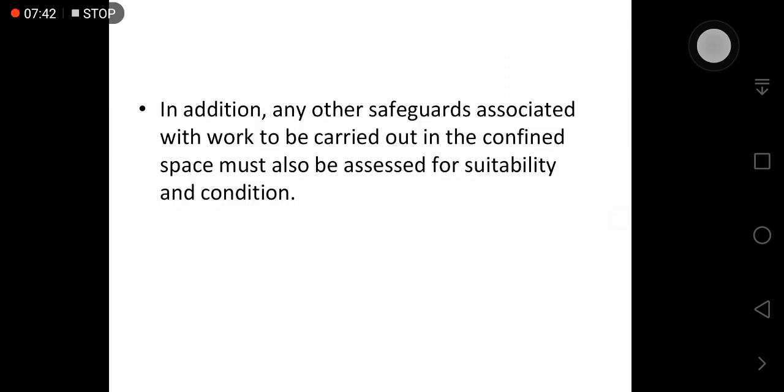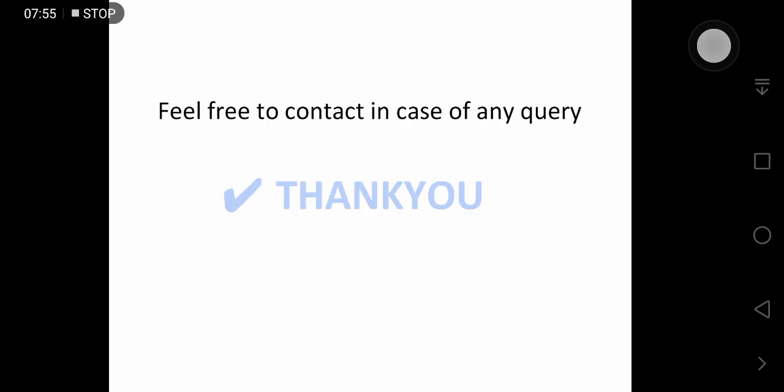In addition, any safeguard associated with the work to be carried out in confined spaces must be assessed for suitability in the end condition. This is it for the topic of the factors that must be considered before assessing risk of confined space.